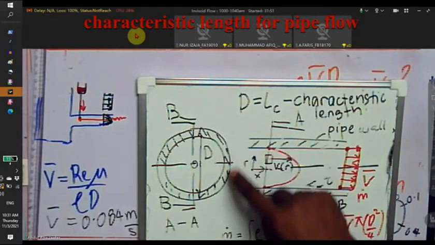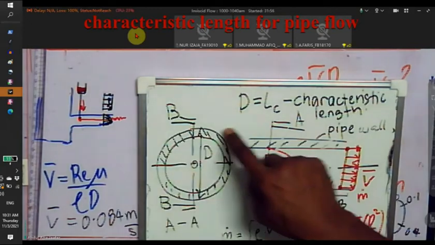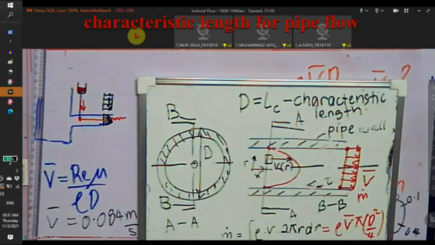Let's say we have a rectangular pipe or a triangular shaped pipe. So the Reynolds number that causes the fluid to become laminar will be different.